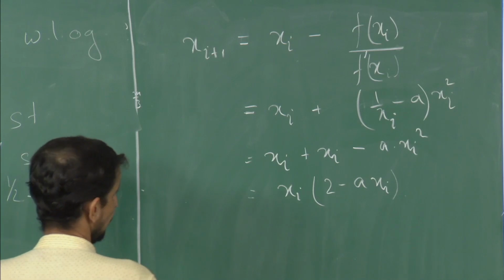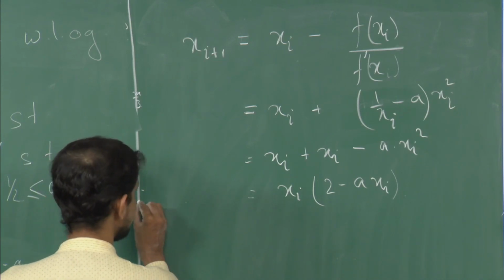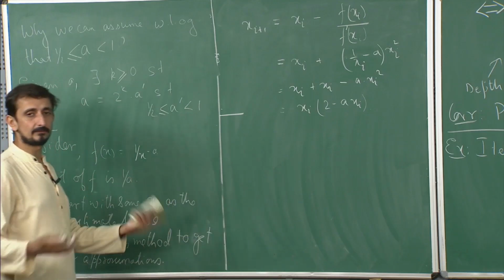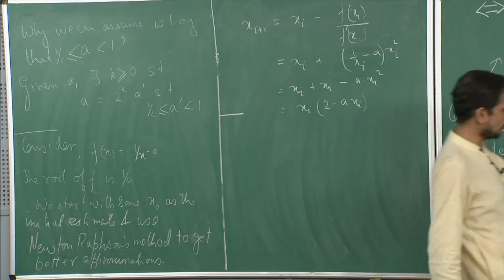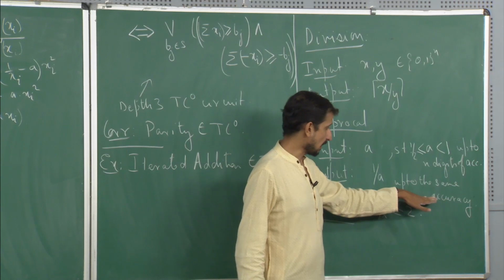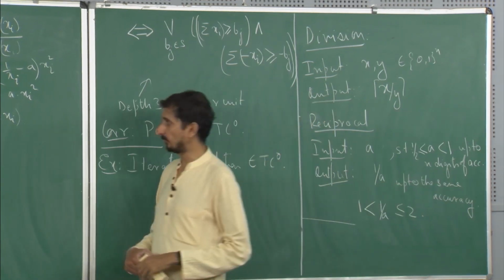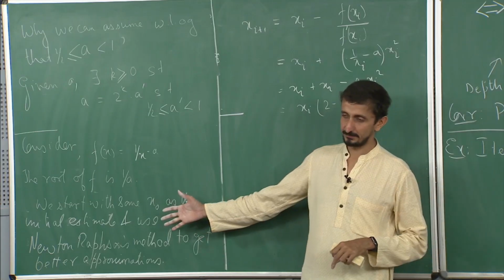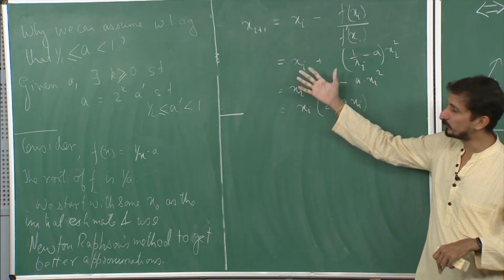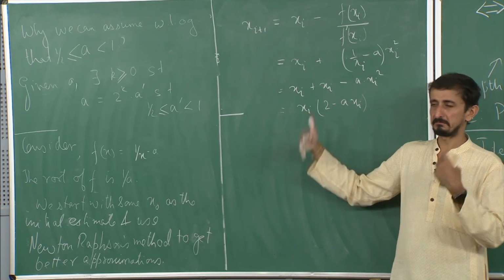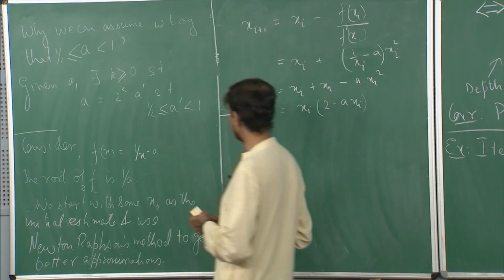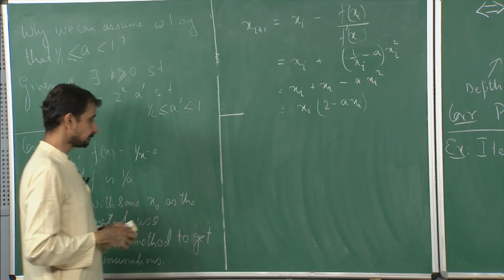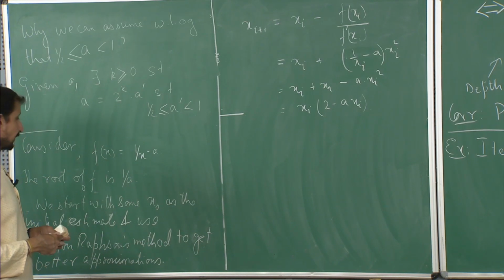Okay. So now the question is, how many times do I have to do this? As I said, I want to get the value of 1 over a up to the same level of accuracy. So I start with some initial estimate, and let's say I do this once, so I will get x1, x2 and so on. But how many times do I need to do this? How do I estimate the accuracy?